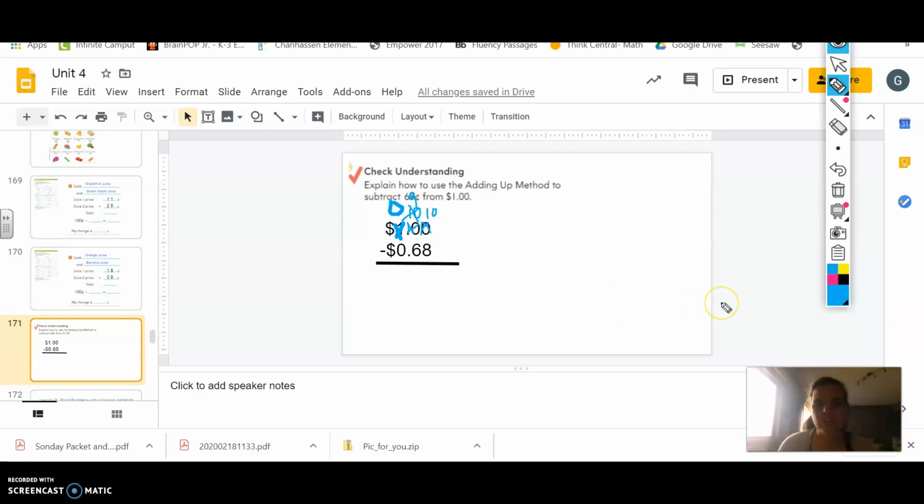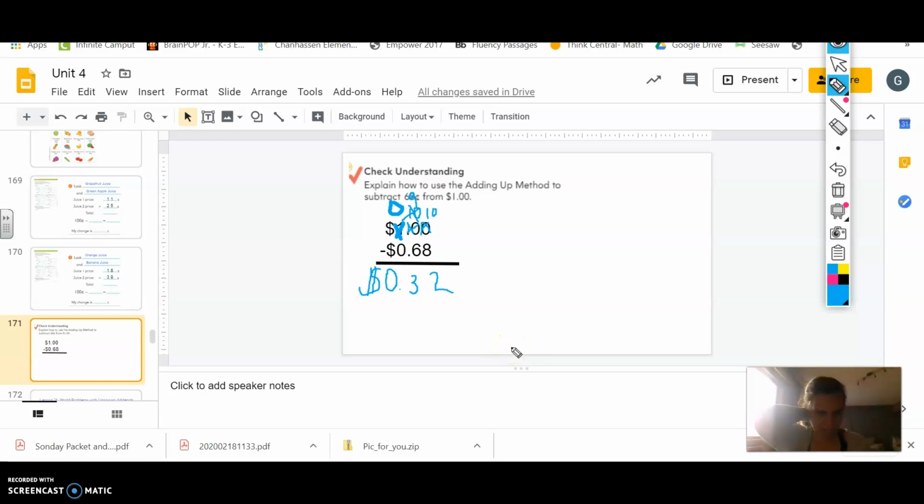Okay, now I can subtract 10 minus 8: 8, 9, 10. That's 2. 9 minus 6: 6, 7, 8, 9. That's 3. 0 minus 0 is 0. So then I'm going to add my dollar sign. Whoop, and my decimal, for 32 cents.